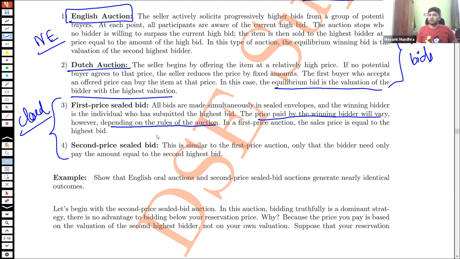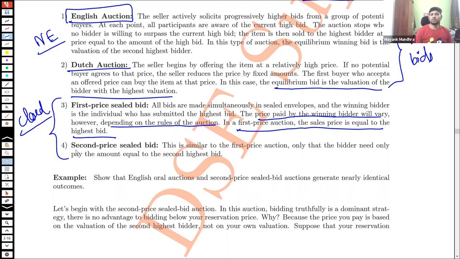So we assume that the sales price is equal to the highest. Suppose you say that everybody writes their bid on a piece of chit and mails it to me, or just emails it to me, whatever your bids are. On a given day, I will open all the bids and I'll see who has bid the highest. The person who has bid the highest gets the particular commodity.